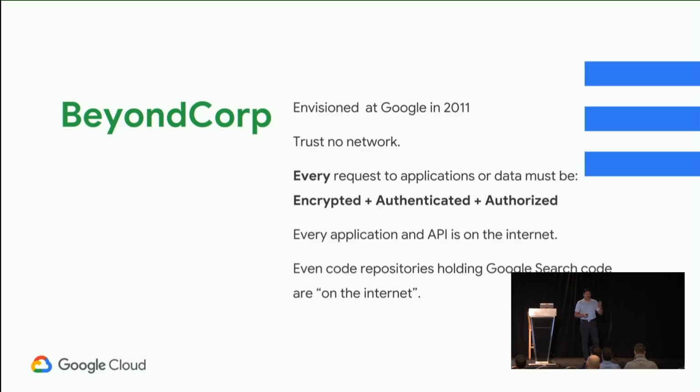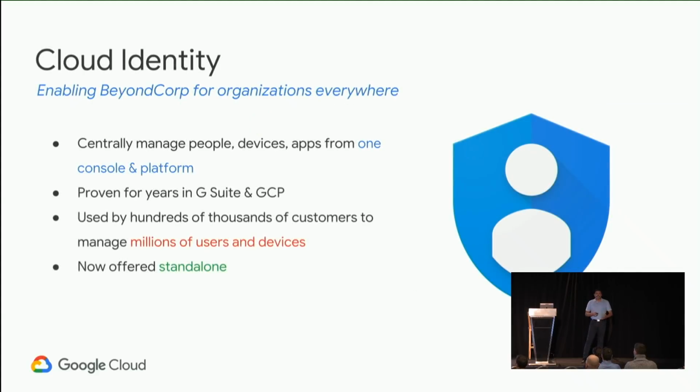If you look at Google's crown jewels, their source code, it's on the internet. But it's protected by the BeyondCorp security model that we have had in place for the past 6 or 7 years. And Cloud Identity is the vehicle that can bring the BeyondCorp security model to your organizations. Cloud Identity is an identity and access management platform, and also a mobile device management platform. They are both melded into one single offering for our customers.